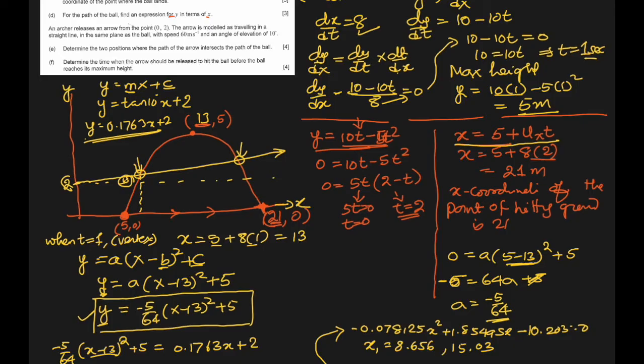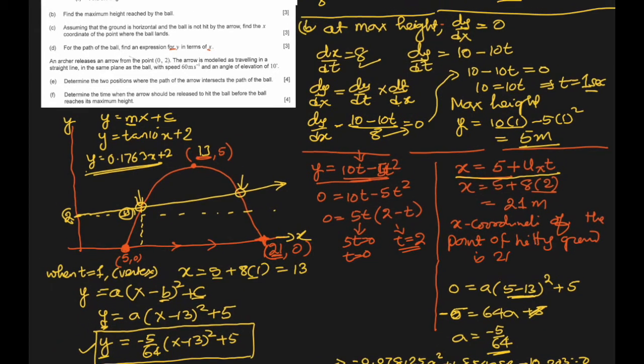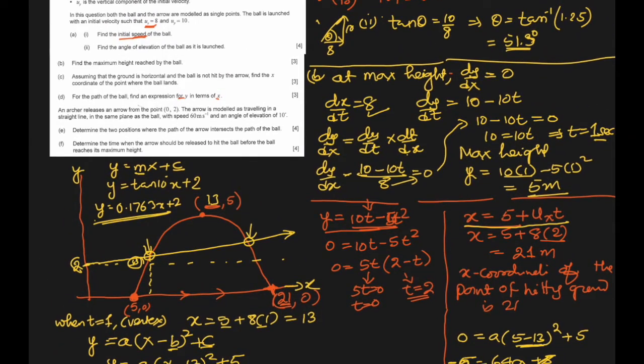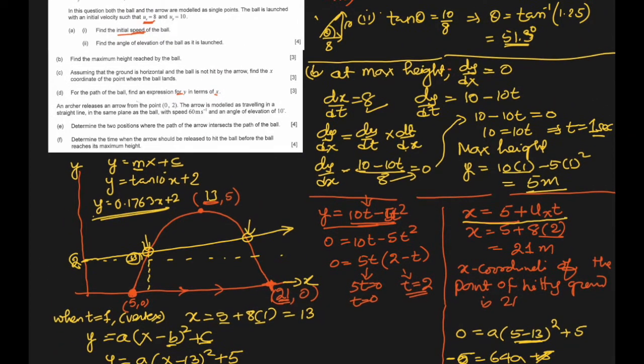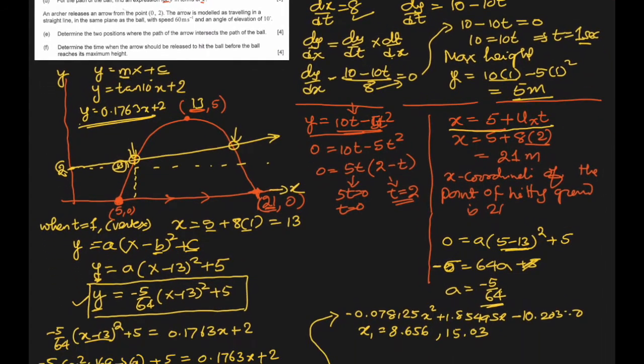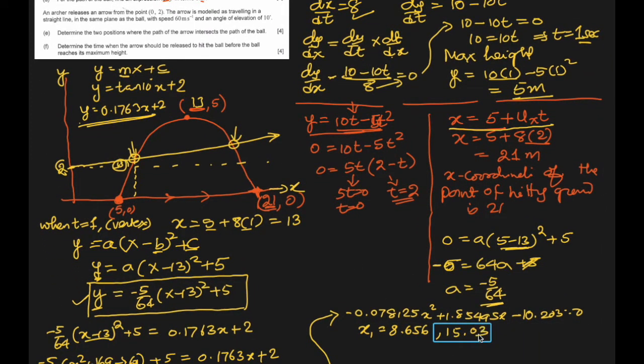Okay, so from your calculator, if you draw graphs, you'll get these two straight away, but I use this and then I just solve it like a quadratic equation with the help of my calculator, and these are the 2 times I got: 8.656 and 15.09 actually. Let me write 09 here. These are the 2 times when it can hit.